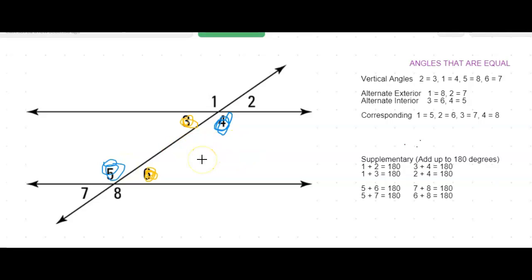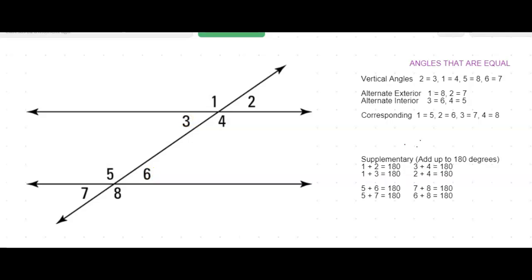These are alternate interior. So again, if you were told that this was 3x and you were told that this was 9, excuse the bad writing, these two things are equal to each other. So you could just set 3x is equal to 9 and have that relationship there. So I'm going to take away these.